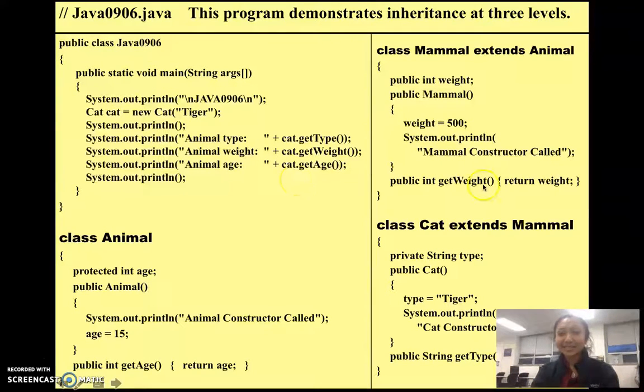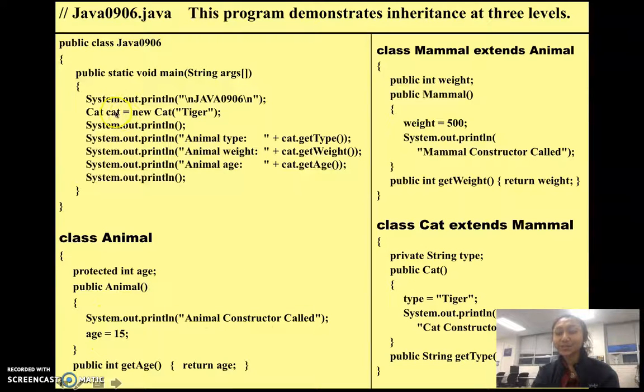So let's start looking at their constructors. Cat's constructor looks like I'm initializing type to be tiger, and I'm doing System.out.println cat constructor call. Then I'm looking at mammal's constructor. I initialize weight to be 500, and I do System.out.println mammal constructor call. And in animal, I'm initializing age to be 15 and printing animal constructor called.